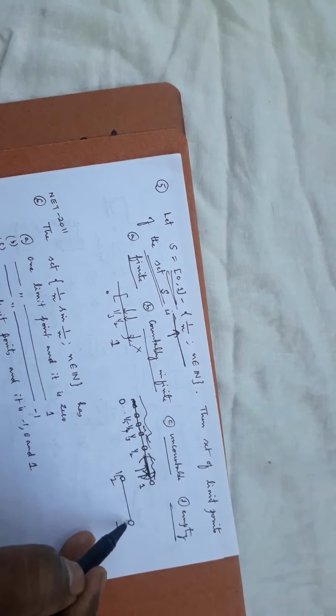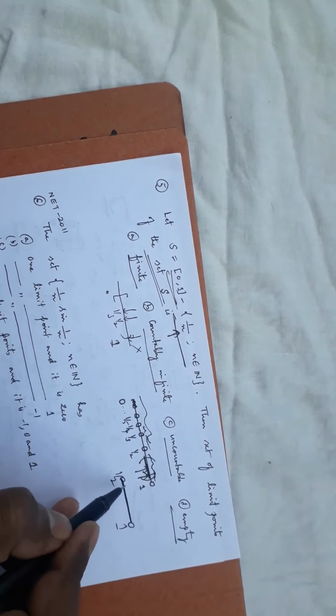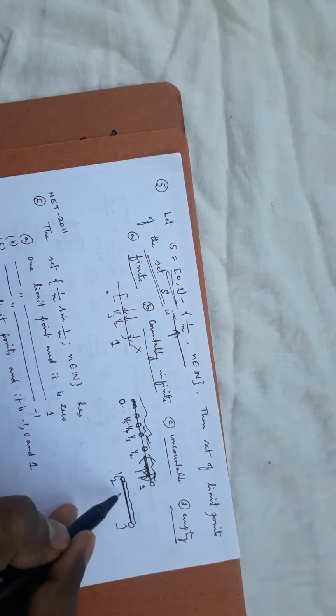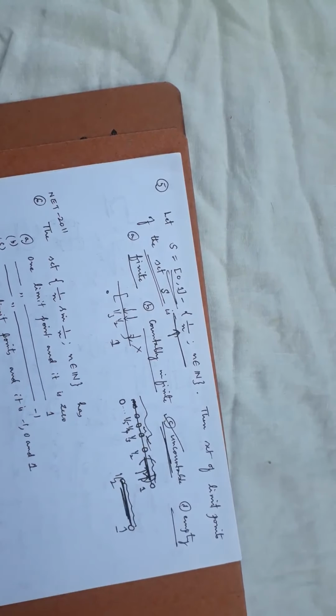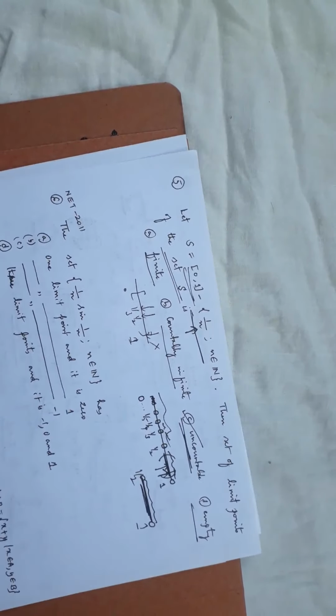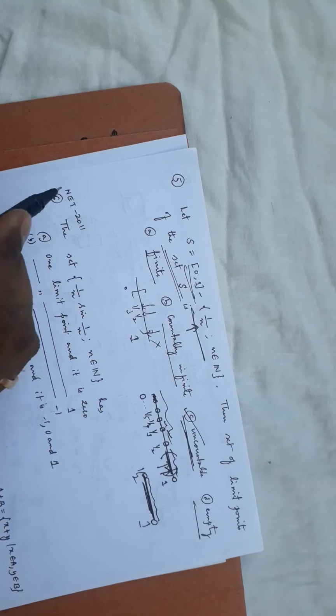Half is not there, 1 is not there, that's fine. How about this? Up to here you have, how many limit points are there? Infinitely many. That means it's uncountable. Is it clear? Sixth example, it was asked in NET 2011, so you need to be careful.